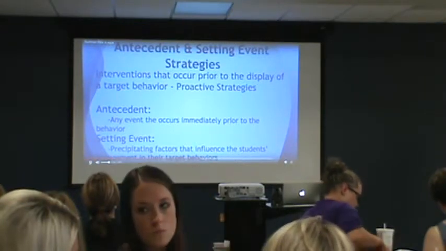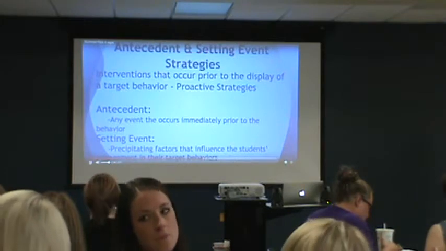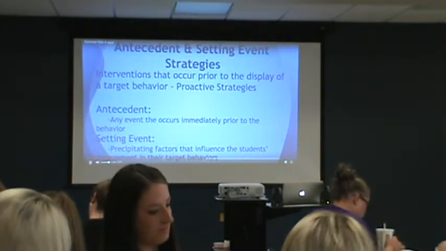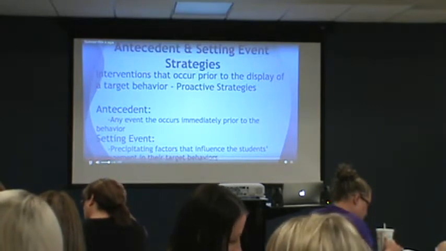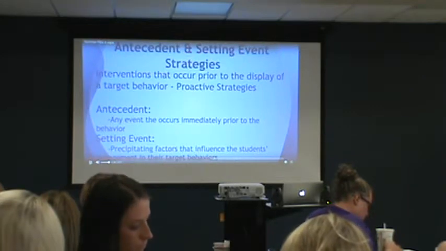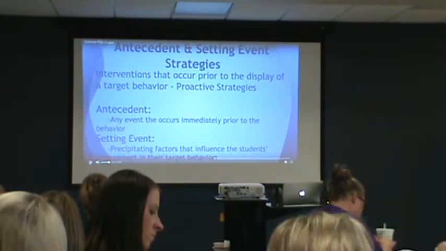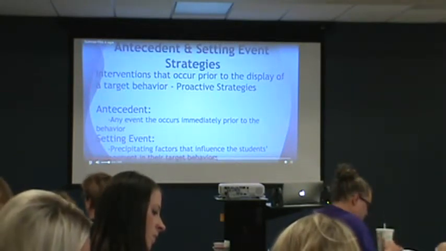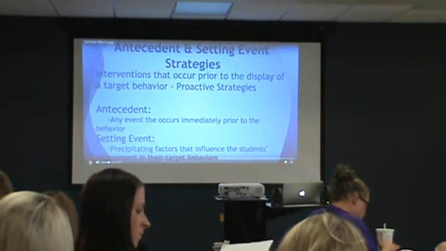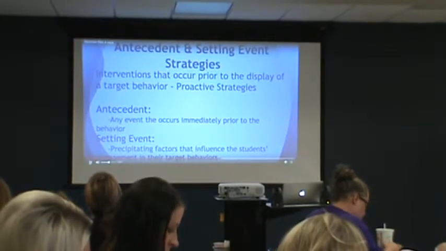And an example of a setting event strategy might be to give preferential seating. If you notice that they are more tired when they sit towards the back, well then maybe we move them towards the front. You might also try to reduce other factors as best you can. Like if they're not getting enough sleep at night, maybe you provide a social story about the importance of sleep, or try to give that instruction as well.